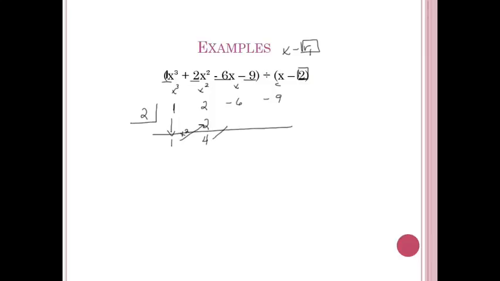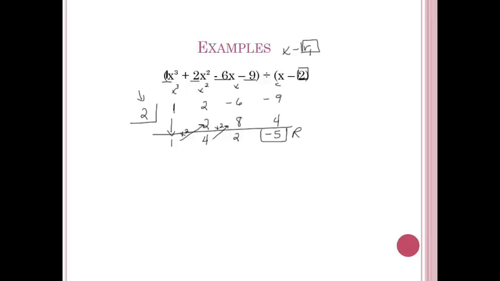Then we're going to multiply here. 4 times 2 is 8. Again, we're multiplying by 2 because that's our divisor. 8 plus negative 6 is positive 2. 2 times 2 is 4, and that plus negative 9 is negative 5. And this number right here is our remainder.